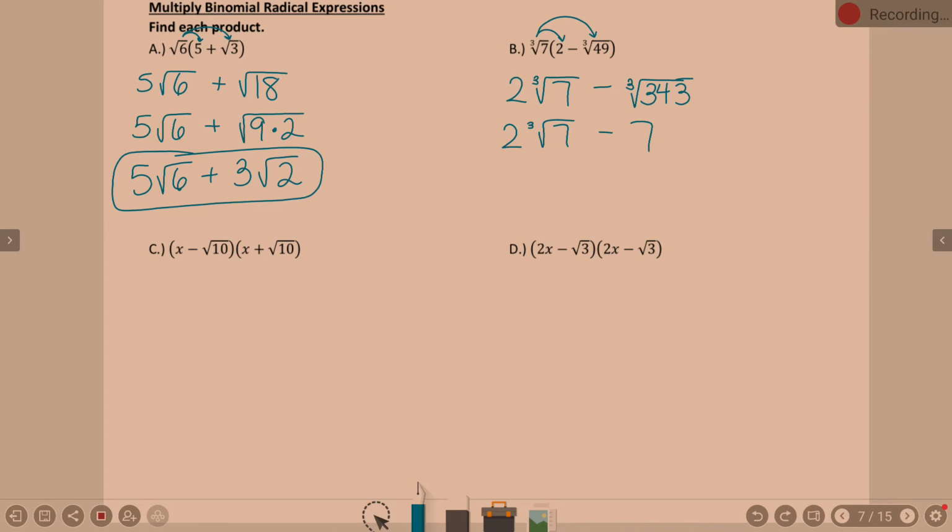Can I subtract? Yes. Wait. Oh no, you can't. I missed that. One's just a whole number. The other has a cube root of 7. In order to subtract them, they'd have to both be cube root of 7s. So we're stopping there.